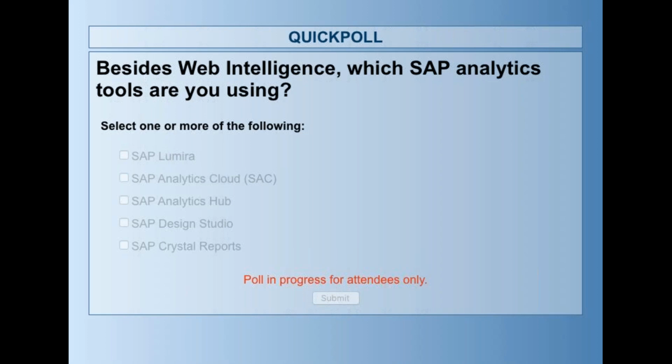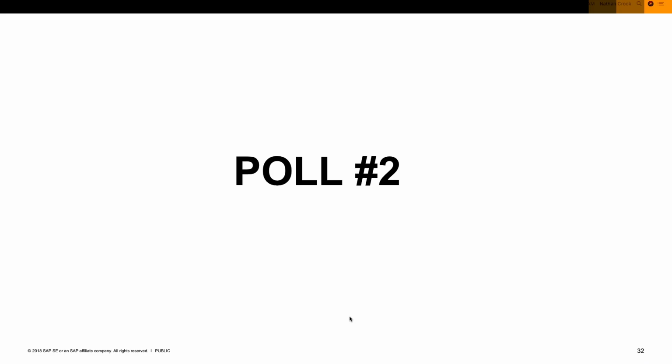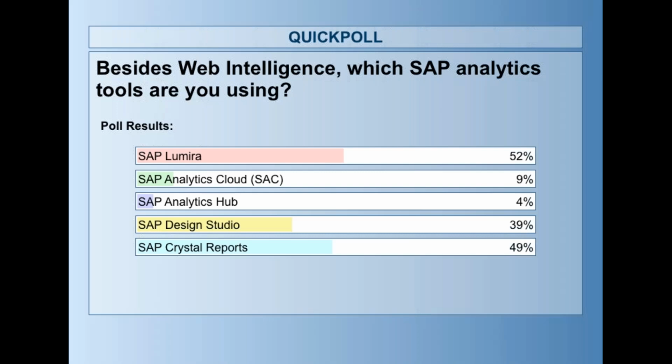Really looks interesting. Lumira is up. And here are the results. We've got almost an even tie between Lumira and Crystal Reports, 39% Design Studio and 9% Analytics Cloud. And finally, Analytics Hub coming in at 4%.